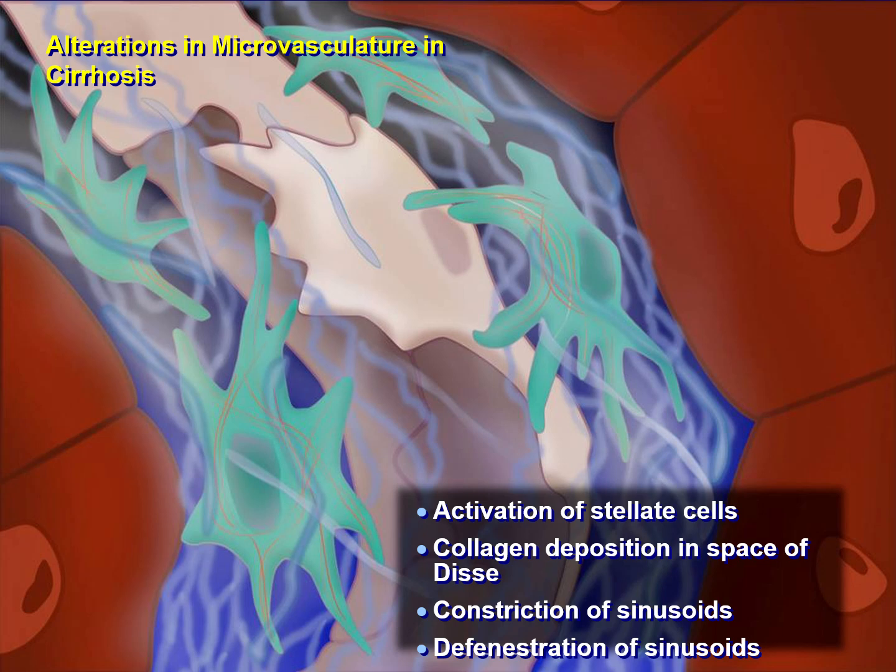These stellate cells will start depositing collagen in the space of Disse. This will constrict the sinusoids and will lead to their defenestration. So the pressure within these vessels, the sinusoids, will increase, and that will lead to portal hypertension.